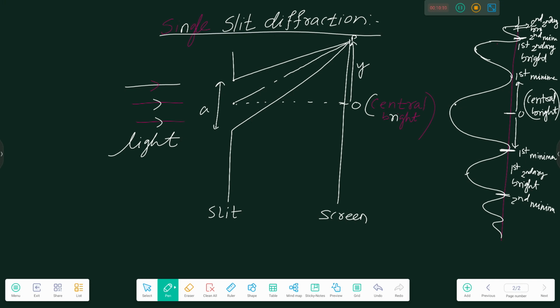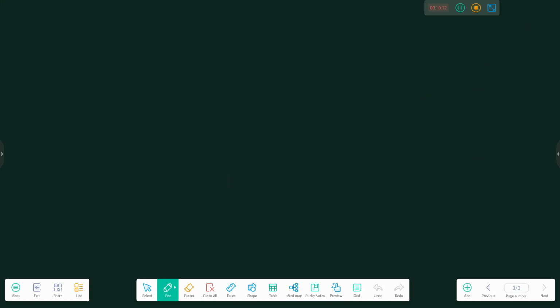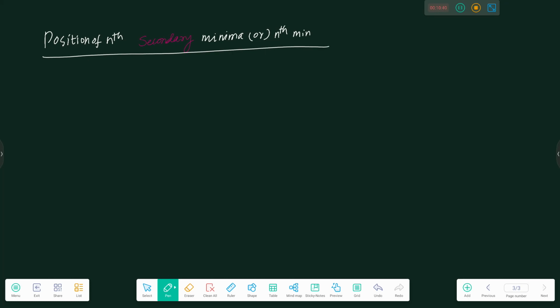Now the next thing is, first you start from minima. So here I'll start from secondary minima. Now I want to study the nth minima, the position of the nth minima. Okay, so the heading I'll give here is position of nth secondary minima, or nth minima. This one you need to study.